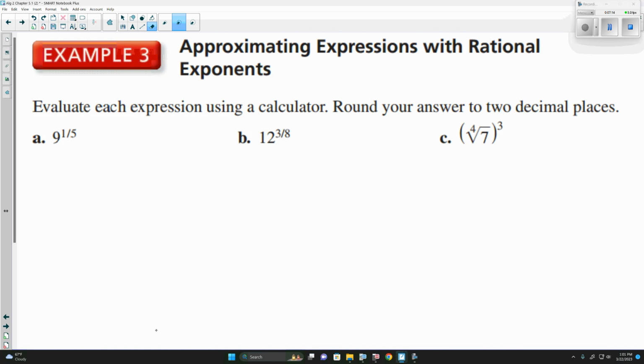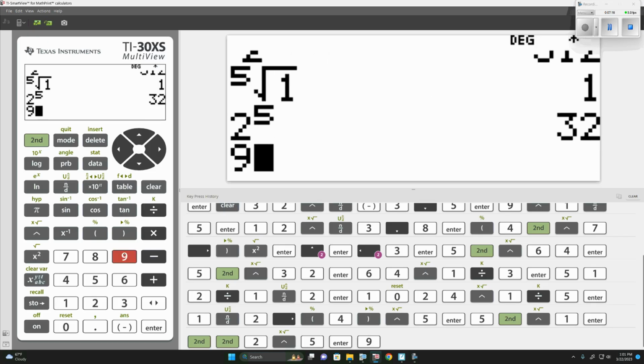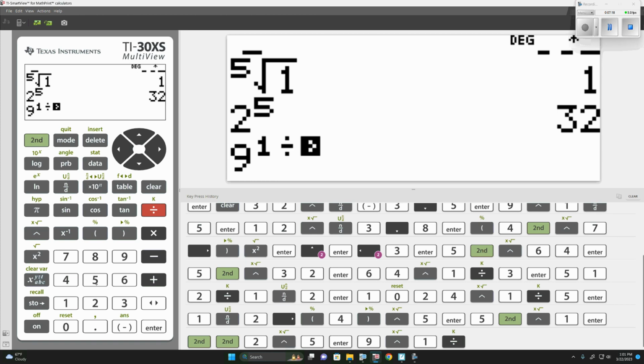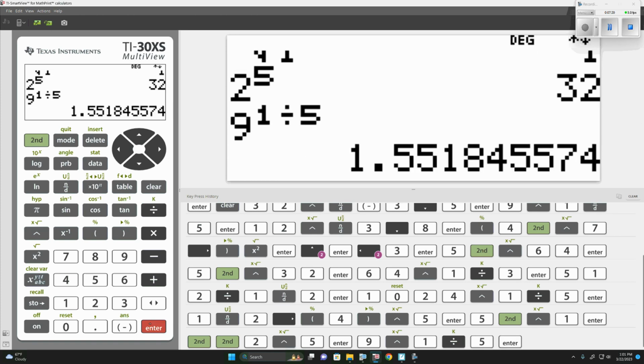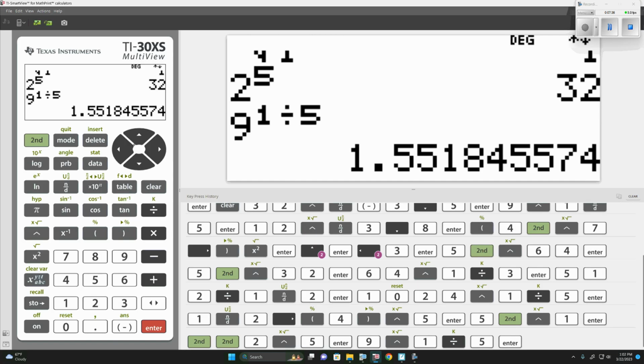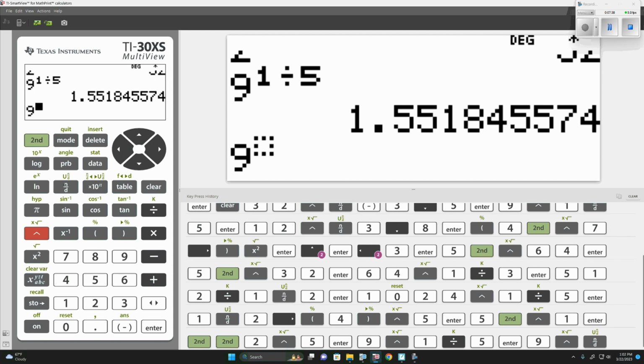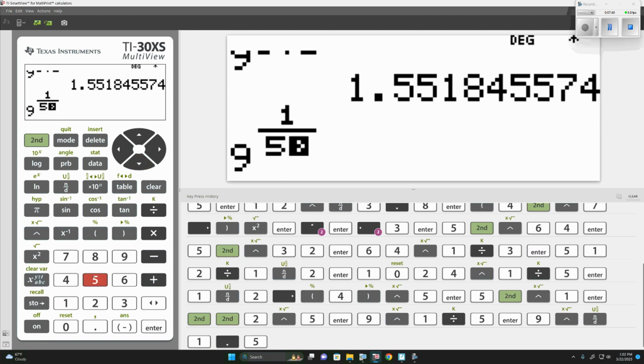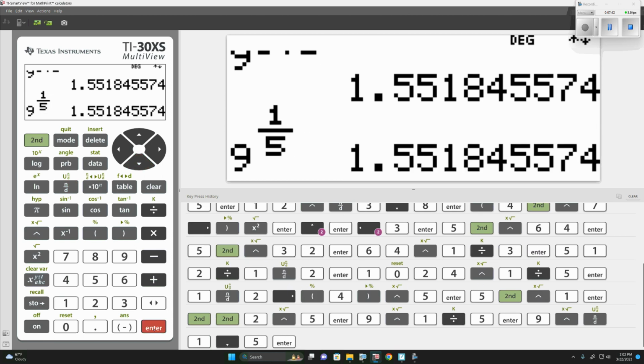But we can still find 9 to the 1/5, which is 1.55 if we round to the second decimal place. We get this here. And again, when plugging it in, we could do the division. I could have done 1 to the 1/5 as a fraction. We can do it in either way.